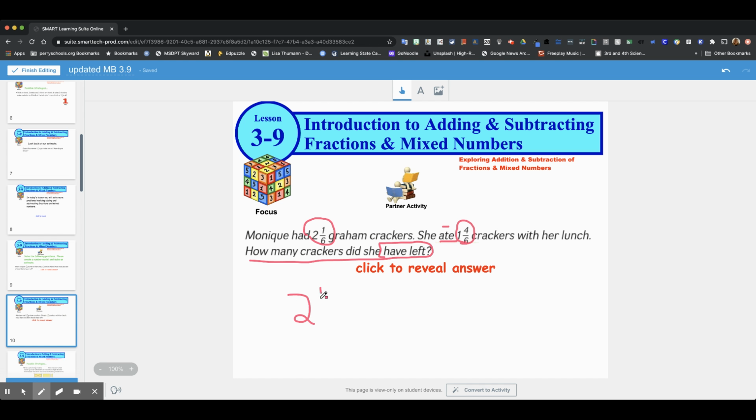So I'm going to do 2 1/6 minus 1 4/6. So there's my number model. Now I'm going to do some estimating. 2 1/6, I know this 1/6 is closer to 0, so I'm just going to keep that at 2. Minus 1 4/6, that's a little bit, it's kind of close to a half. It's a little bit over, but I think it's closer to 1.5 than it is to 2. So I'm going to subtract 1.5. And I know that 2 minus 1.5 is 1/2. So I would say that she probably has 1/2 of a graham cracker left.